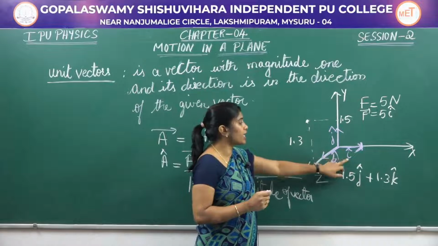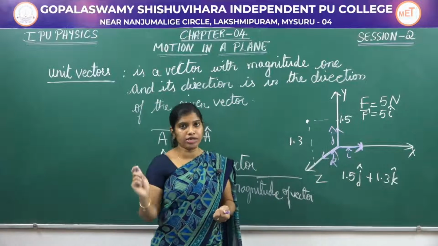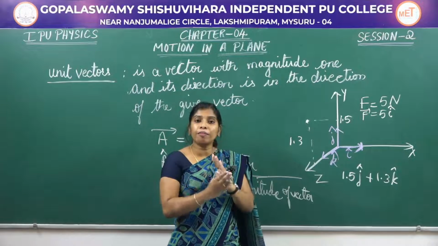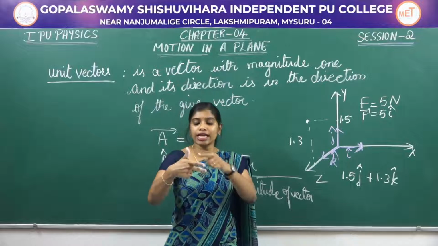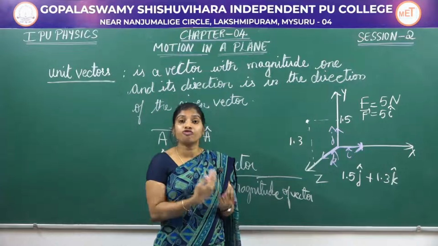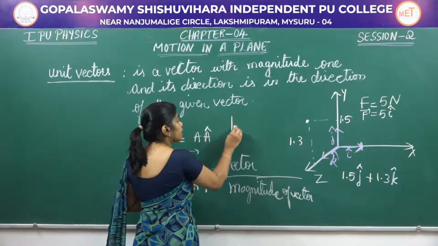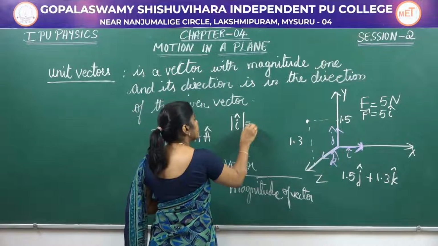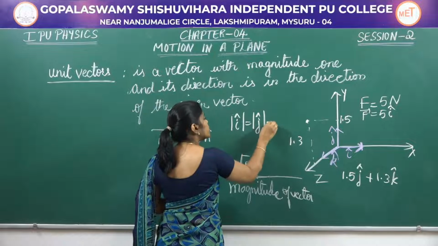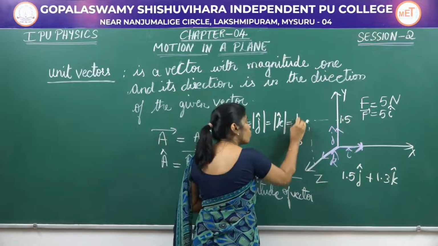And these vectors i cap, j cap, k cap are called orthogonal unit vectors, since they are all perpendicular to each other. All the three i cap, j cap and k cap are mutually perpendicular to each other. Therefore, we call them orthogonal unit vectors. And the magnitude of i cap is equal to the magnitude of j cap is equal to the magnitude of k cap, which is equal to 1.